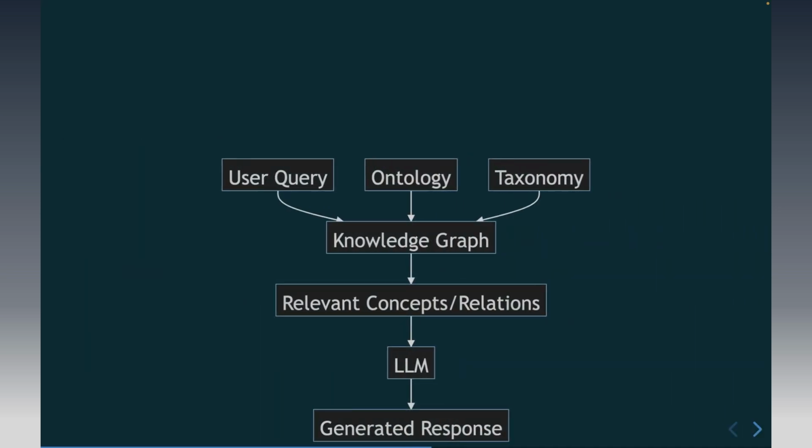This diagram shows the flow of a graph-based RAG system. The user query is used to retrieve concepts and relations between concepts from the knowledge graph. This structured information is then provided to the LLM to generate a response. The knowledge graph itself is informed by the ontologies and taxonomies that define the structure of our domain knowledge.